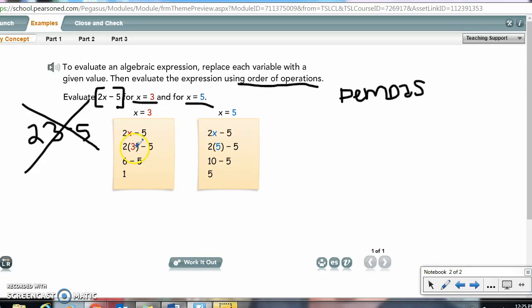Well, you know 2 times 3 is 6. Bring down my minus sign, bring down my 5. 6 minus 5, boys and girls, is 1. So your answer for this formula right here is 1.